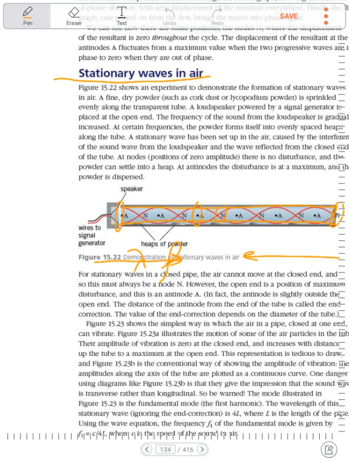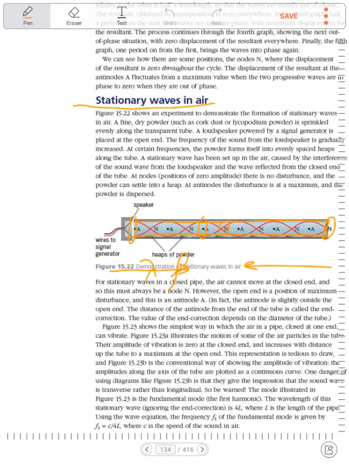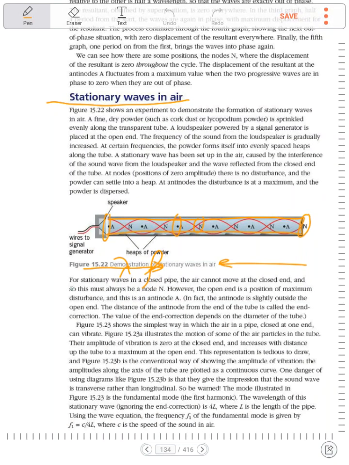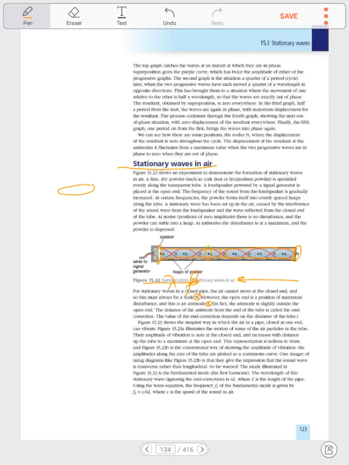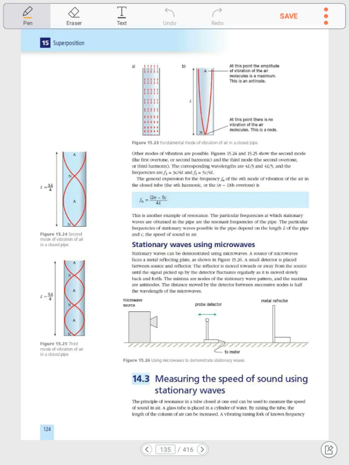Now for a stationary wave in an enclosed pipe, the air cannot move at the closed end, and so this must always be a node. However, the open end is a position of maximum disturbance, and this is an antinode. So from one side it is open, from the other side it's closed. So we have a wave like this. Here we have a node, and here we have an antinode like this. This is a closed pipe or closed end.